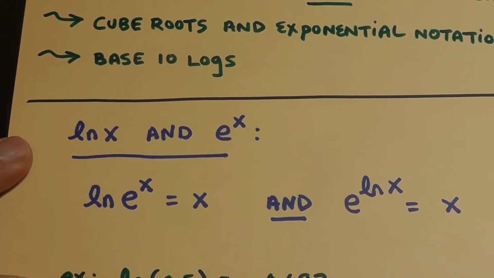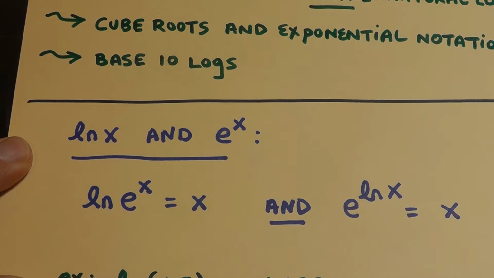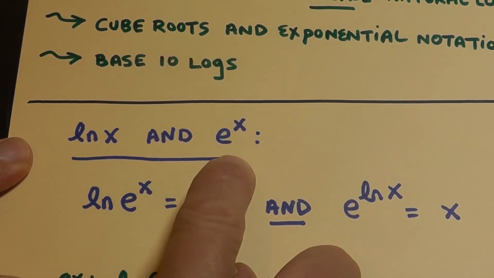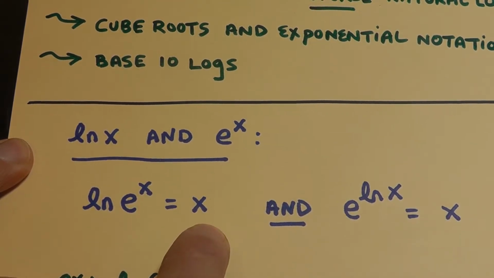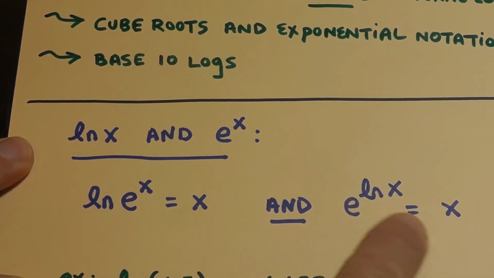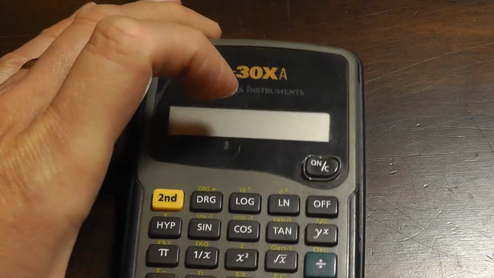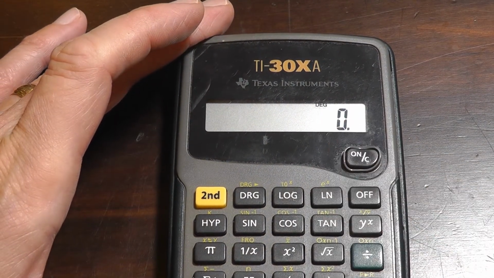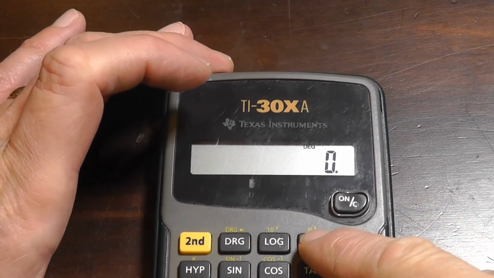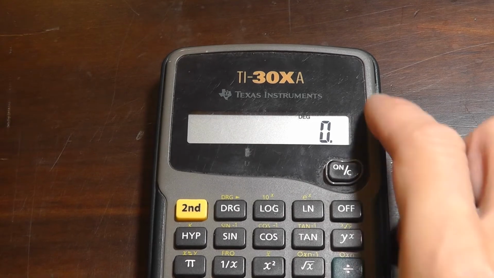The first thing is the natural log of something and e raised to the power. Those are opposites of each other. So a natural log can be undone by e to the x. If you do natural log of e to the x, you just get x back again. And if you do e to the natural log of x, you get x back again. One of the reasons it's great to have a scientific calculator is that you've got the natural log button right there, and then the second function almost always is the e to the x button.